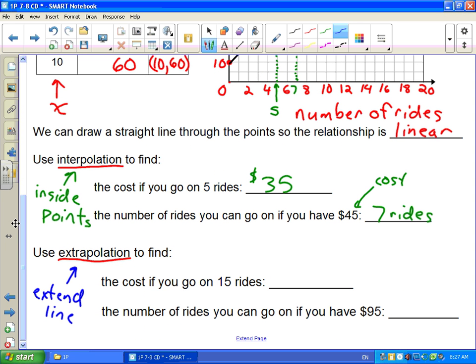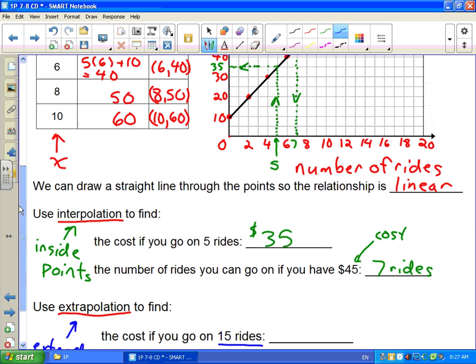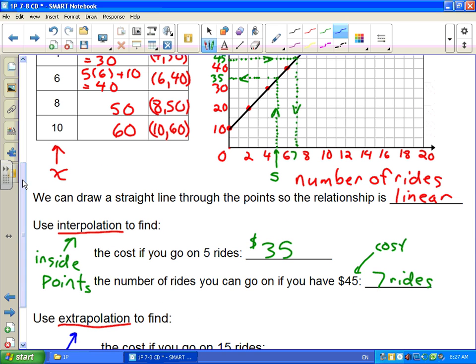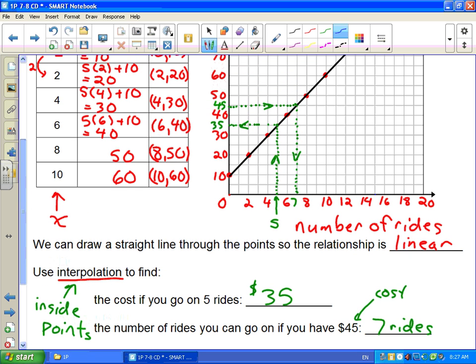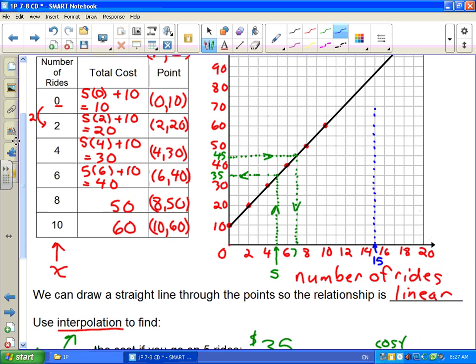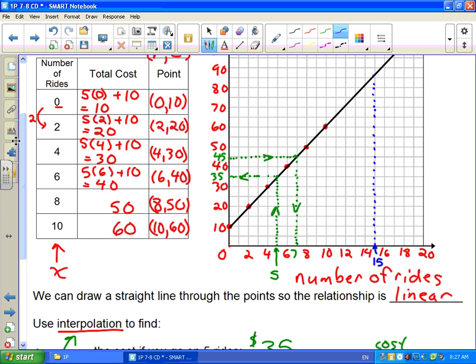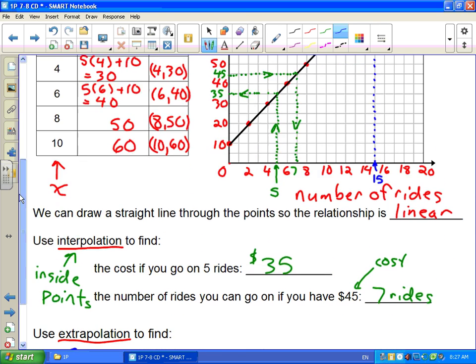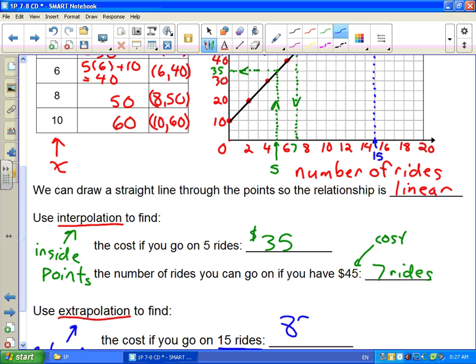We want to find the cost if you go on 15 rides. Well, 15 rides, that's a number of rides. So we find this down on our number of rides axis here. That's right here. And then we want to go up to our line that we've drawn. So I got to scroll this up a little bit more. Up, up, up, up, up. And then we want to go across to our cost axis, and we want to read off the cost. Our cost is going to be $85.